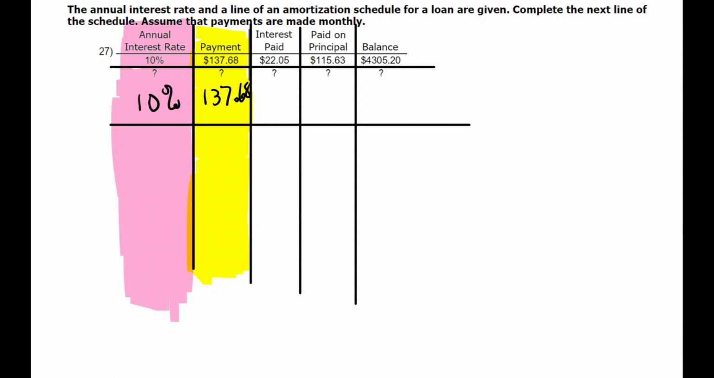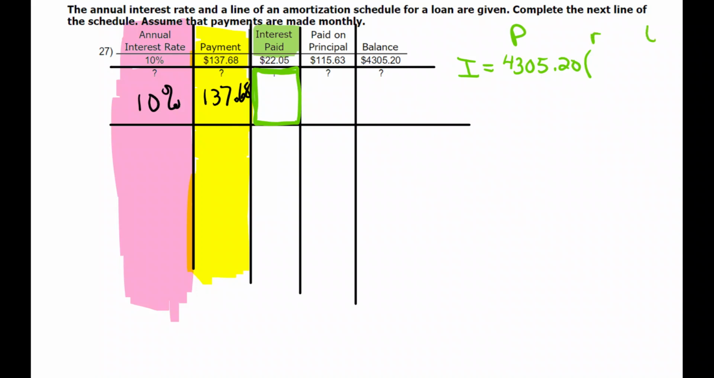Now, interest paid. This will change. The interest paid will change line by line, and it should go down because as your balance goes down, the interest that they calculate will go down. Now, to get this box right here, you have to take the monthly balance, which was 4305.20, multiply that. You're calculating the interest paid.